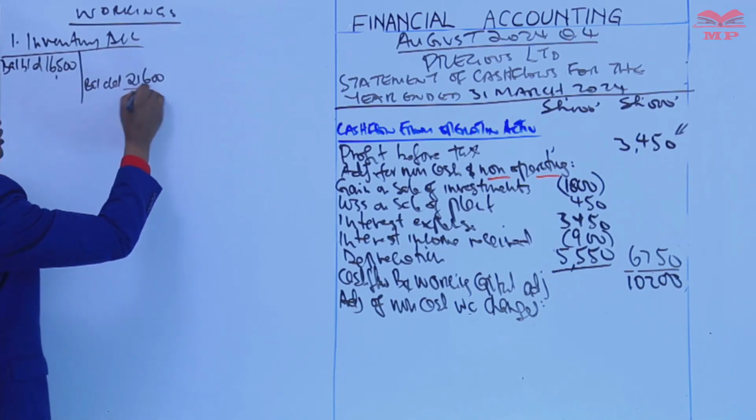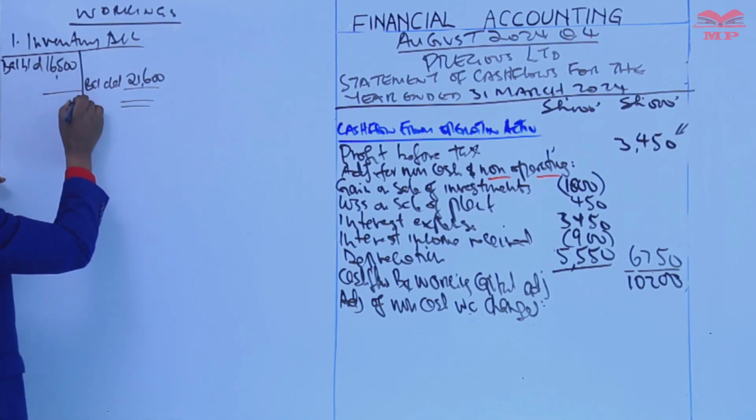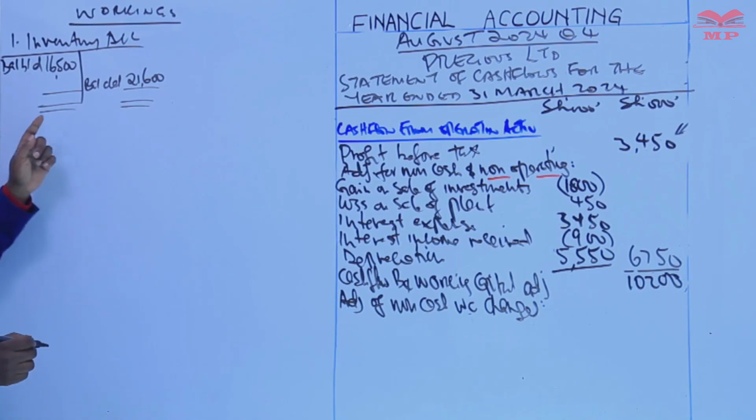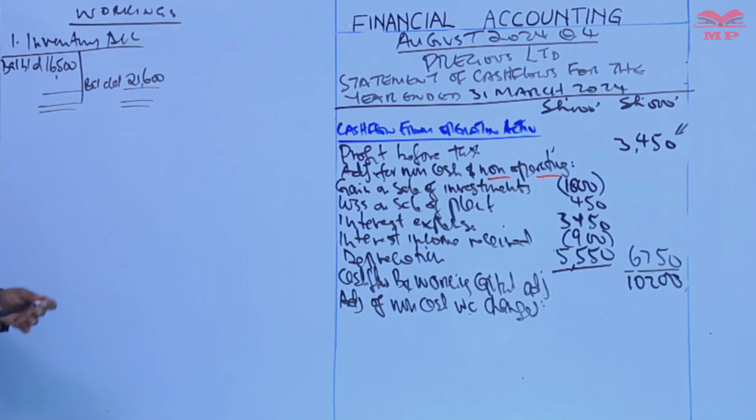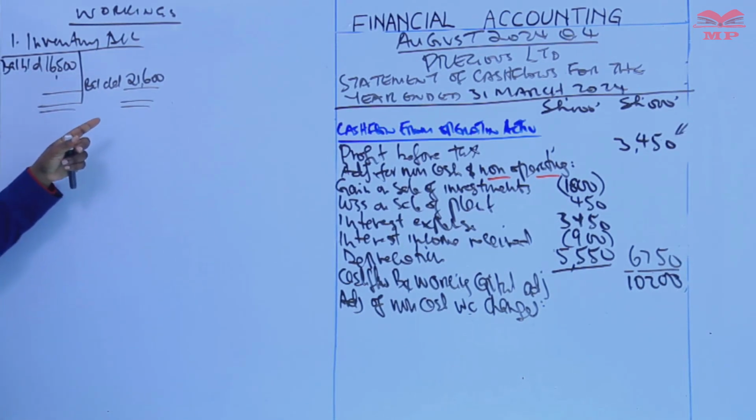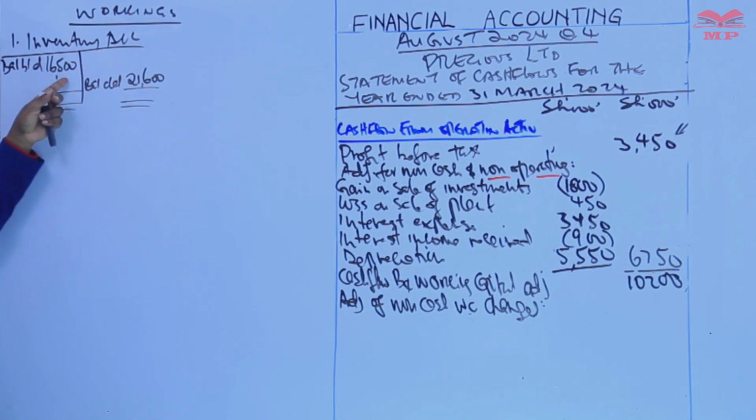So we balance off that account. There is a deficit on the debit side. You compare these two. Is there any additional information, candidates? No. What's the difference? 21,600 minus 16,500.